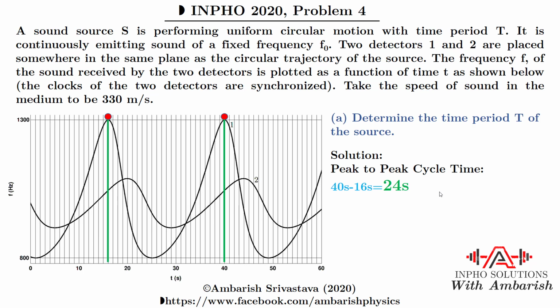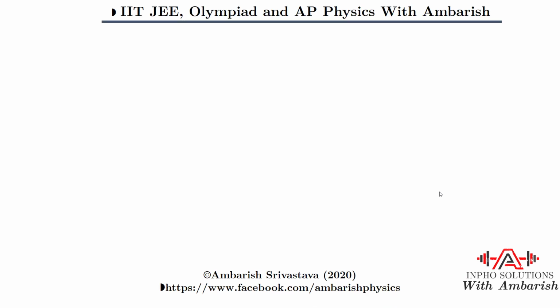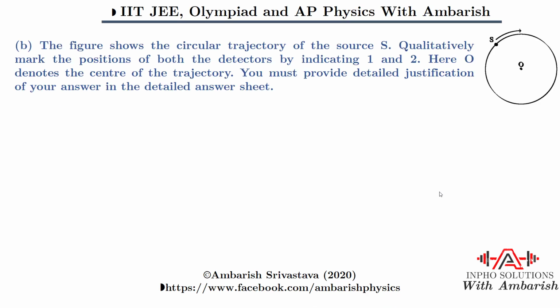And now moving on to the second part, which is a bit tricky. So what's the second part? The figure shows the circular trajectory of the source S. Qualitatively mark the positions of both the detectors by indicating 1 and 2. Here O denotes the center of the trajectory. You must provide the detailed justification of your answer in the detailed answer sheet.